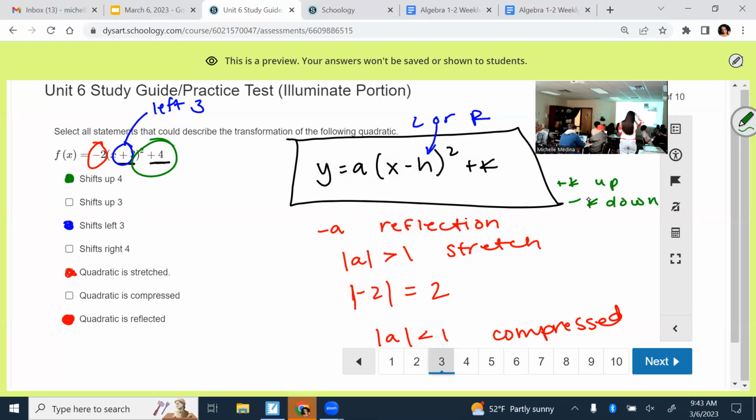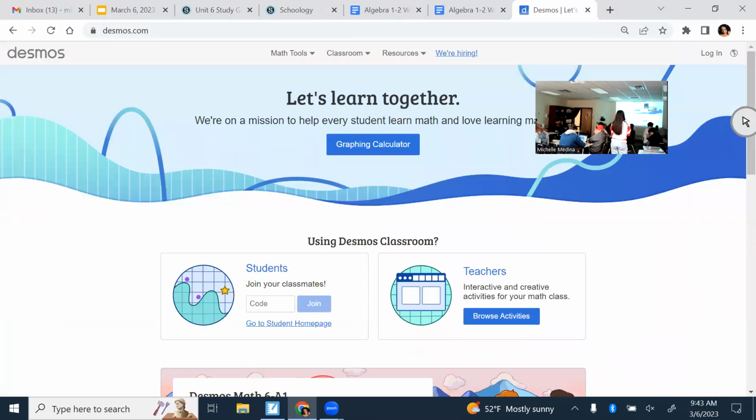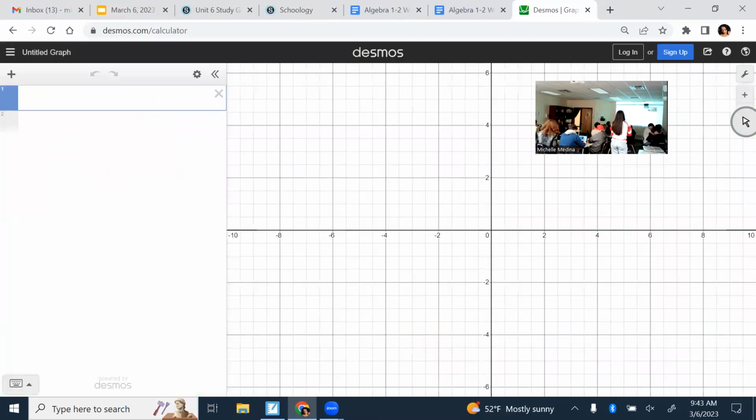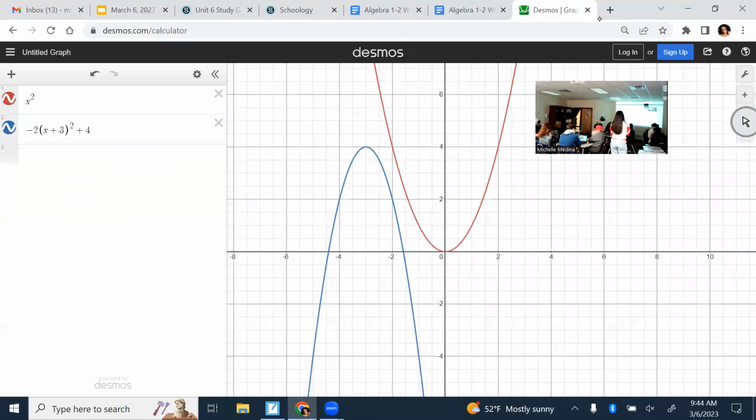Do you know how you can check just to be sure? Tomorrow? You could play around with Desmos. So remember, your parent graph is always x squared. All right, you could graph x squared, and then you could graph the one in vertex form, exactly how it looked on your paper. And what was it, +4? And you could count, I think the best way to compare is between the vertex.